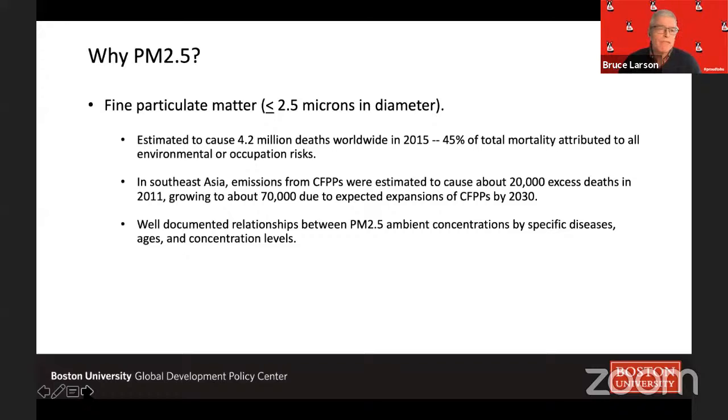PM 2.5 is very tiny particulate matter, less than 2.5 microns in diameter. We focus on PM 2.5 because it's a known important cause of mortality risk worldwide, with a recent estimate of over 4 million deaths worldwide in 2015. In Southeast Asia, a recent study of emissions from numerous coal-fired power plants estimated about 20,000 excess deaths in 2011 conditions, and they expect these to grow to perhaps 70,000 due to expected expansion of power plants and growth in the population by 2030. There are also very well documented relationships between PM 2.5 concentrations and specific diseases by age and concentration level. So we have very good relationships between ambient concentrations and health risks.